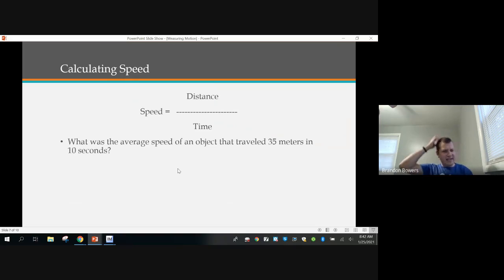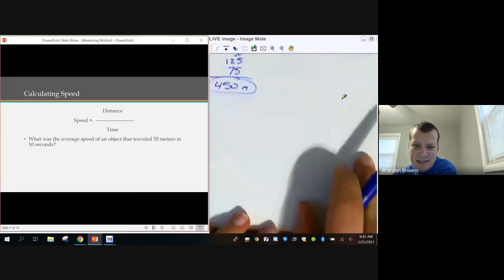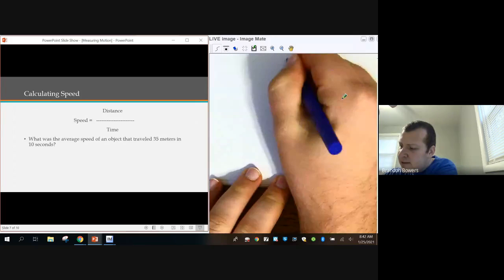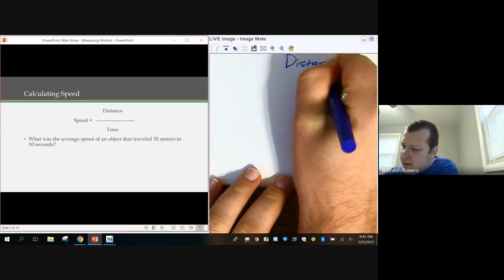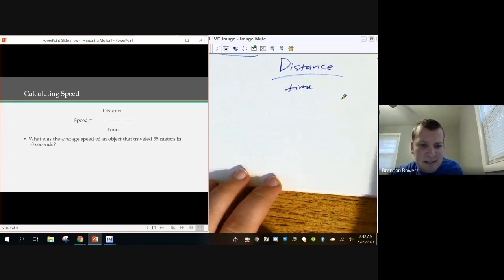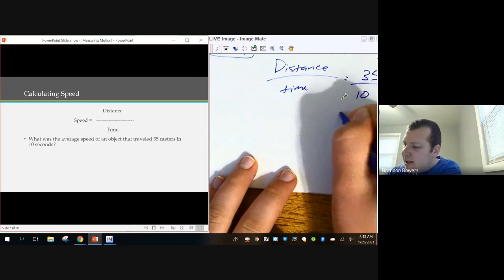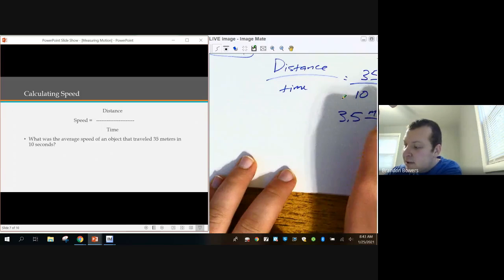If we check out an example, what is the average speed of an object that traveled 35 meters in 10 seconds? Well, it's pretty straightforward. If we use our equation, we have distance over time. So the distance is 35 meters over 10 seconds. Your answer is 3.5 meters per second.